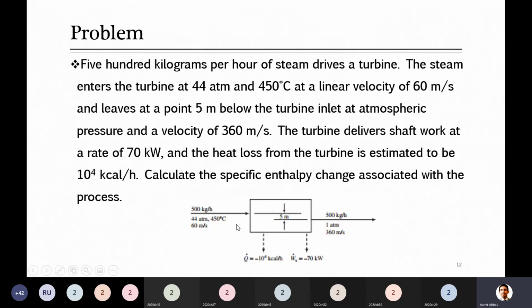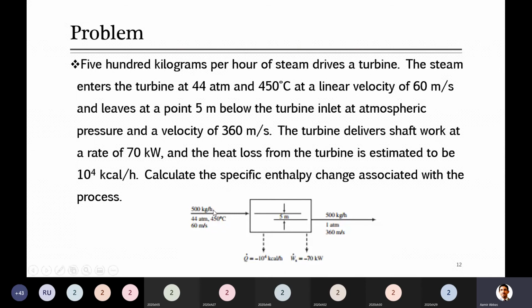And this diagram is also provided. In this you can see that for the inlet, the flow rate, temperature, pressure and velocity are given. For the outlet, nothing is said, for example that this 500 kilogram of steam is stored. It is not stored.